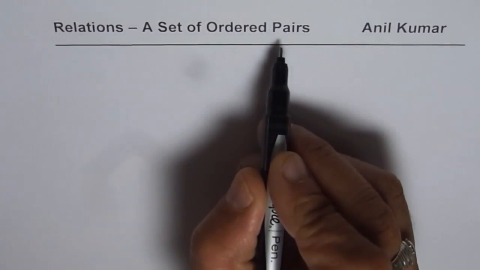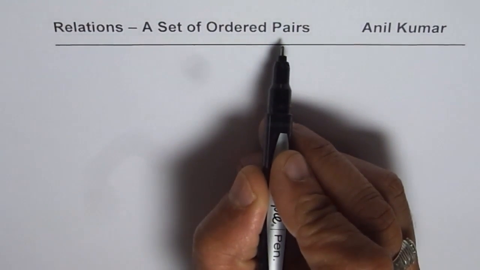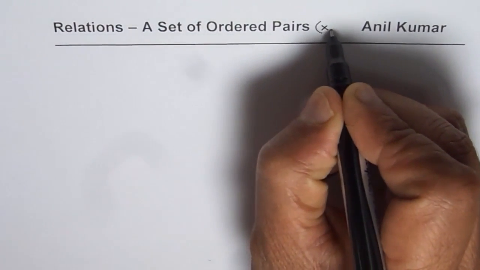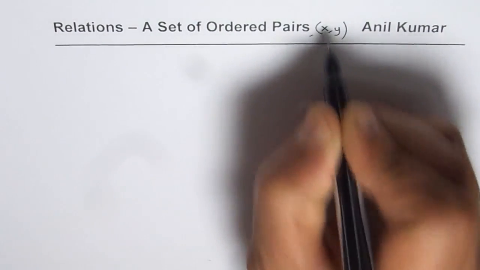I'm Anil Kumar, and in this video we are going to understand how ordered pairs and relations are related. As you know, ordered pairs are sets of numbers or coordinates which could be written within parentheses as x comma y, right? So that is what we call an ordered pair.